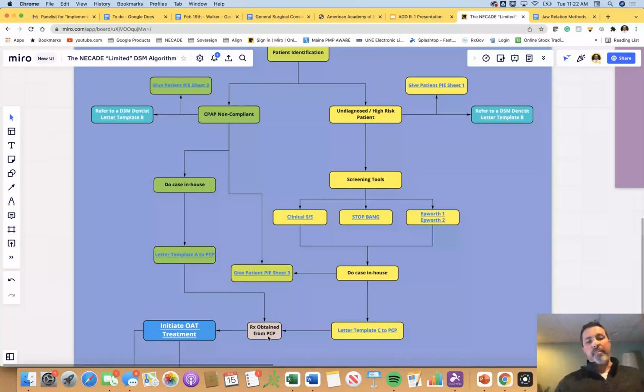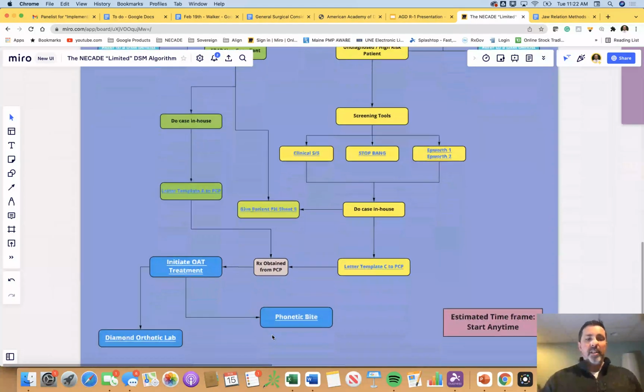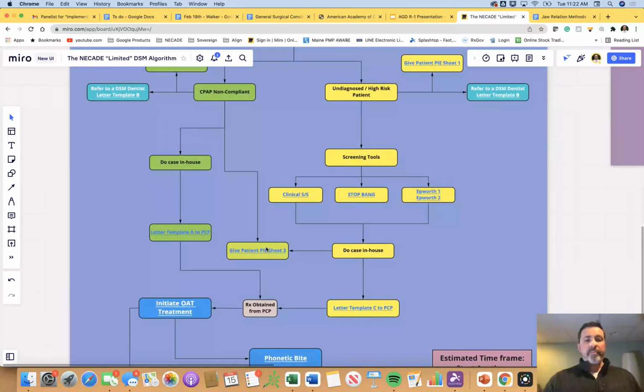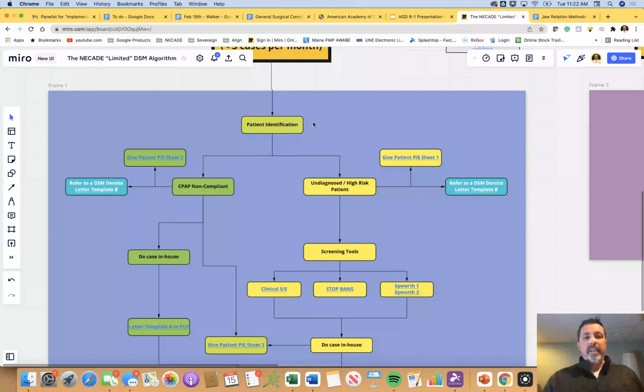All right, so hopefully you end up here. Prescription obtained from the primary care physician. Later in this lecture, we're going to talk about what to do from that point forward. But let's just pause at this particular point of the workflow right here and go back here. Let's say the patient hasn't been diagnosed, and based on your growing body of experience, you think the patient might have obstructive sleep apnea or upper airway resistance syndrome or some form of sleep disordered breathing.